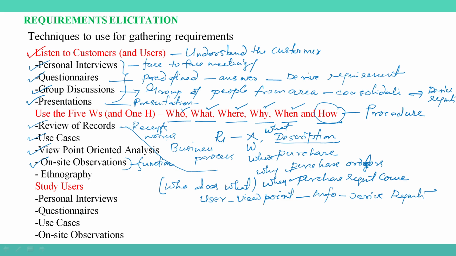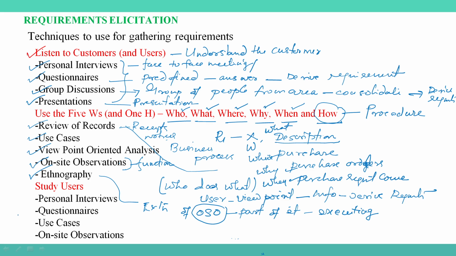And the last in that context is ethnography. Ethnography is an extension of on-site observation, because in on-site observation you are just observing things, whereas here you are becoming a part of it, executing and finding out what is really happening there, and then you derive your requirements.